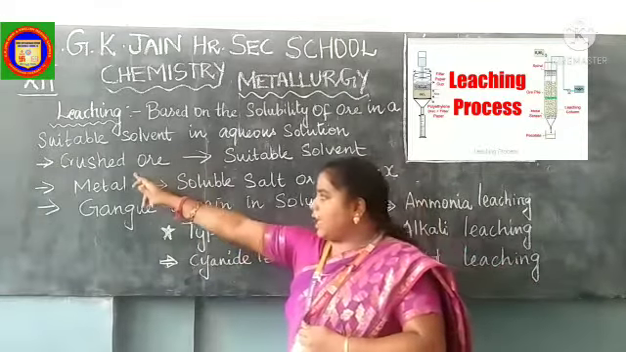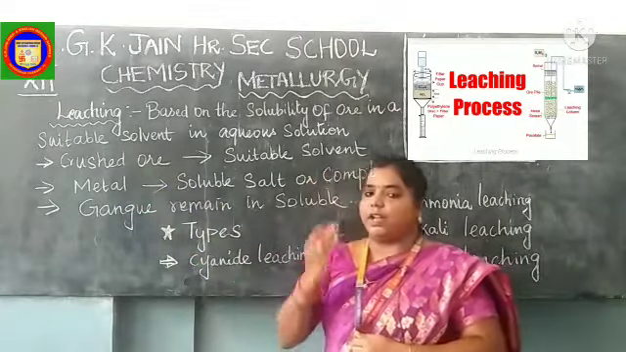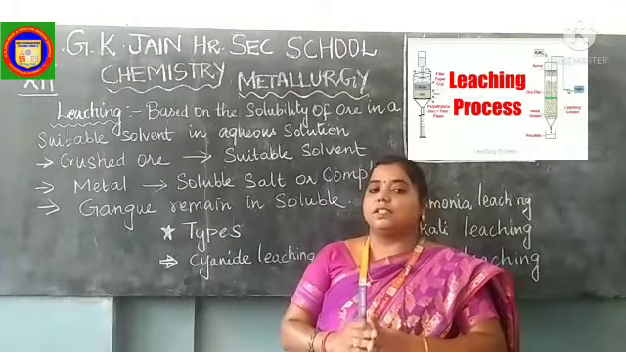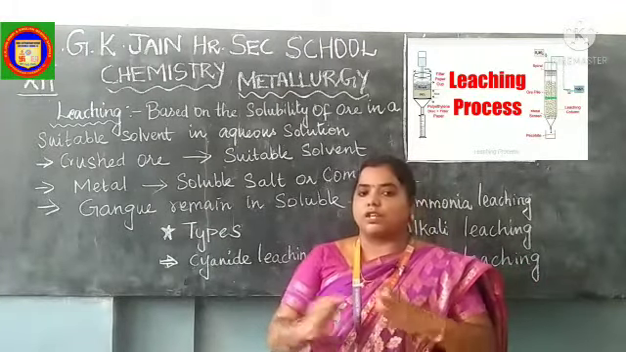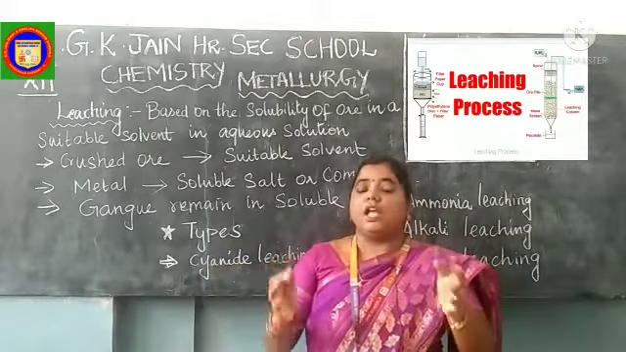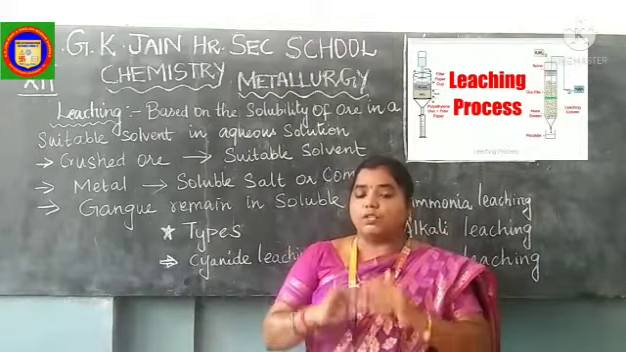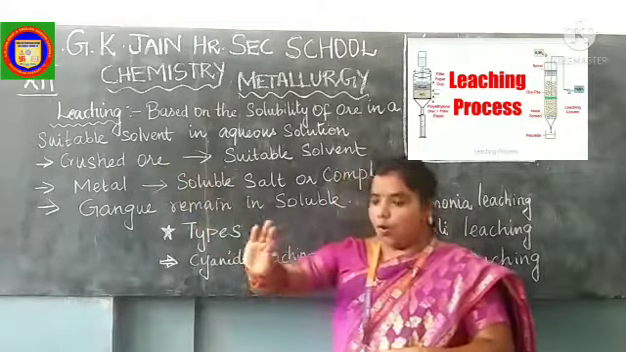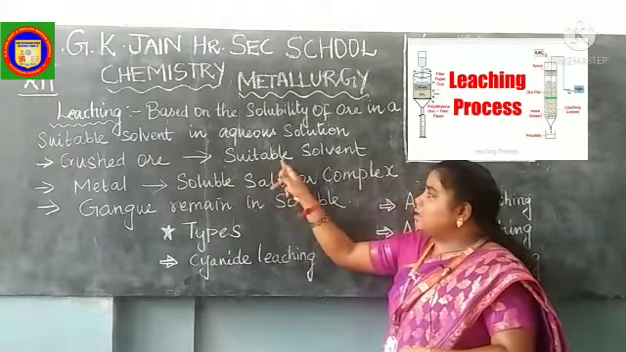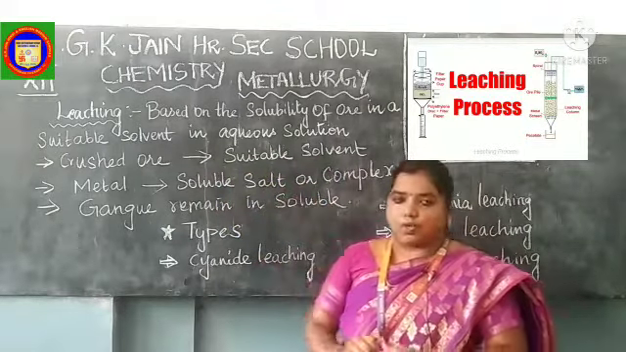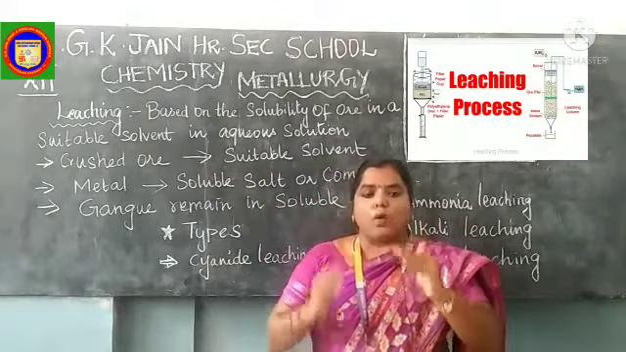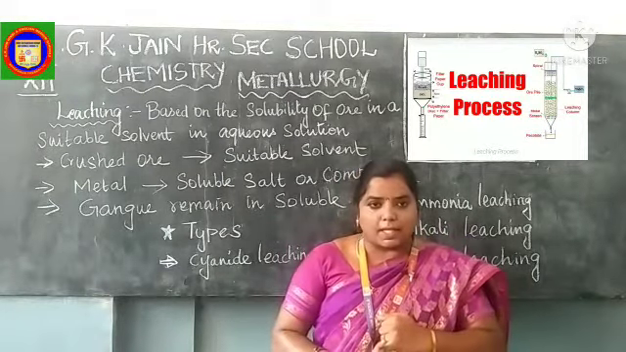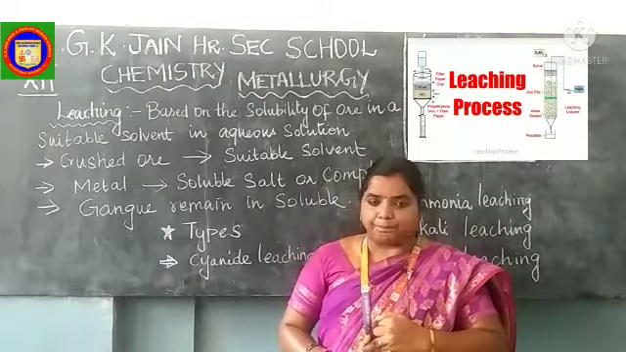The main thing is that we have to select the suitable solvent. Okay, so just take a crushed ore. Whenever we take the ore, we have to crush it, because it is available in the earth's crust, so it is not in powdered form. It is associated with impurities, so it looks like a rocky substance. So you crush the ore and add the suitable solvent over the crushed ore. What substances are in the crushed ore? The gangue particles are there, and the metals are there.